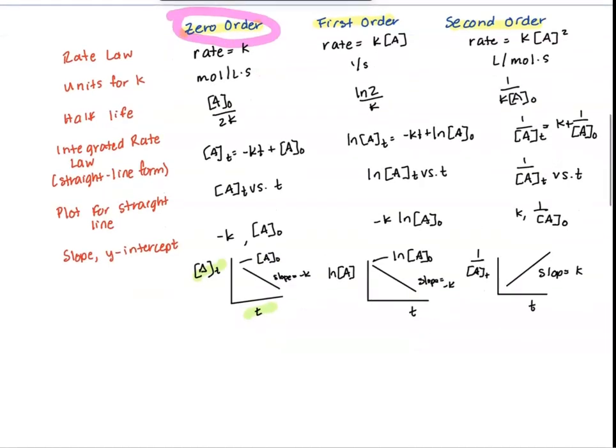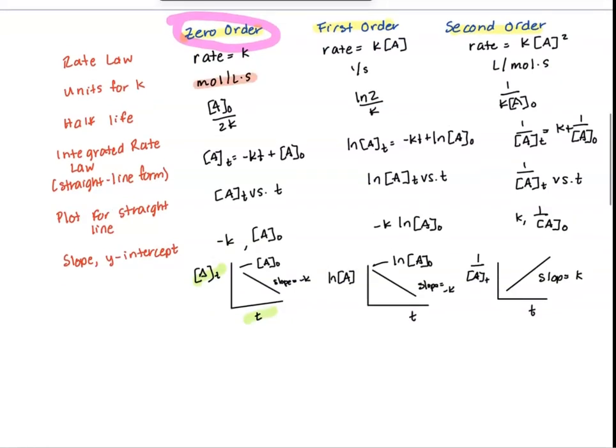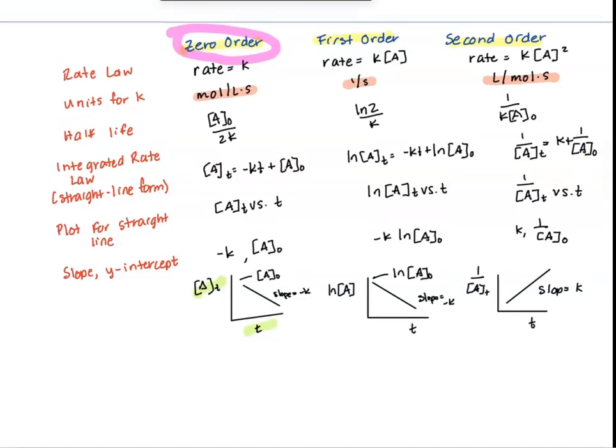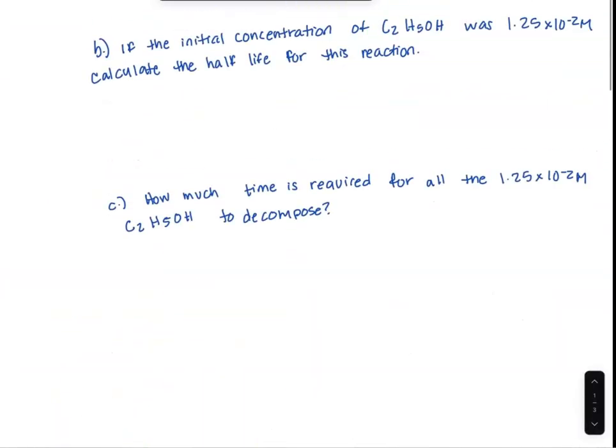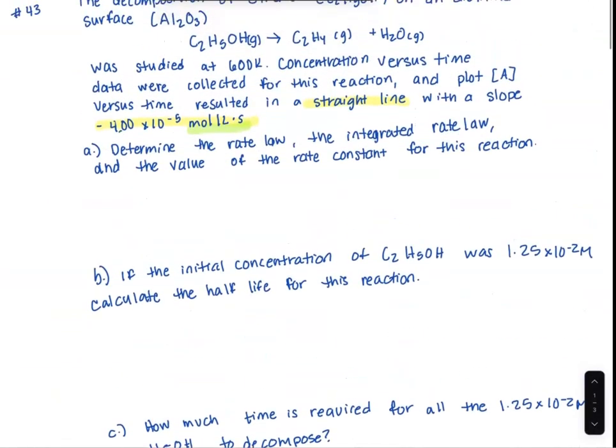Another thing that gives it away is our units. As I mentioned before, our units are moles over liters times seconds. We know that for first order it is 1 over seconds, and second order will be liters over moles times seconds. So we can do either the first method, looking at the chart and what produces a line, or we can use our units. So we know it's zero order, and the answer to this question is zero order.